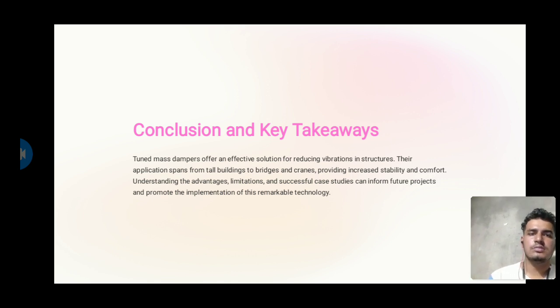Understanding the advantages, the limitations, and the successful case studies can inform future projects and promote the implementation of this remarkable technology.